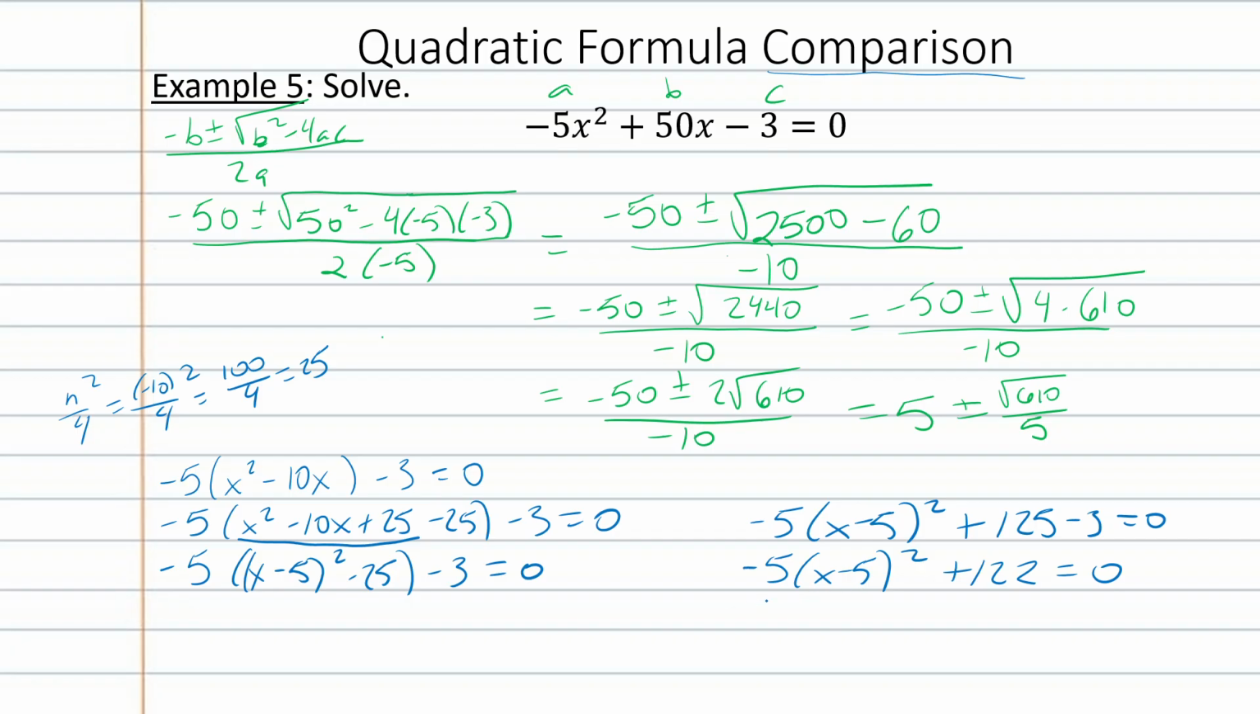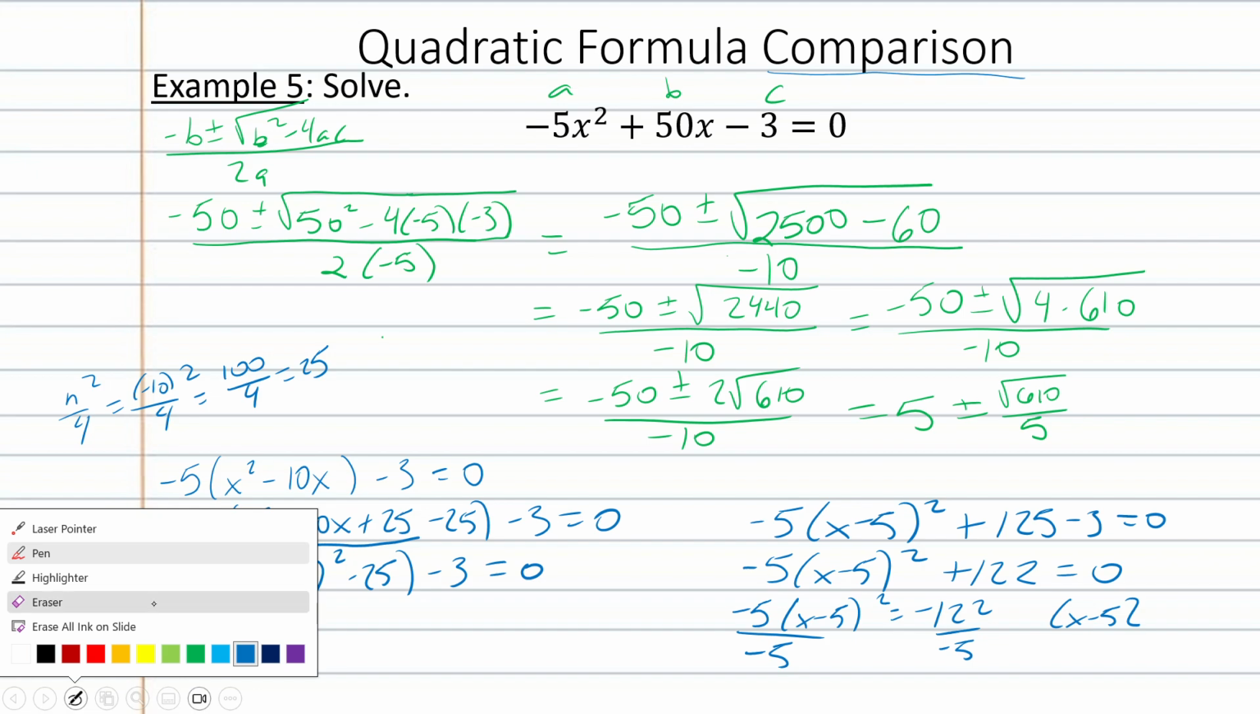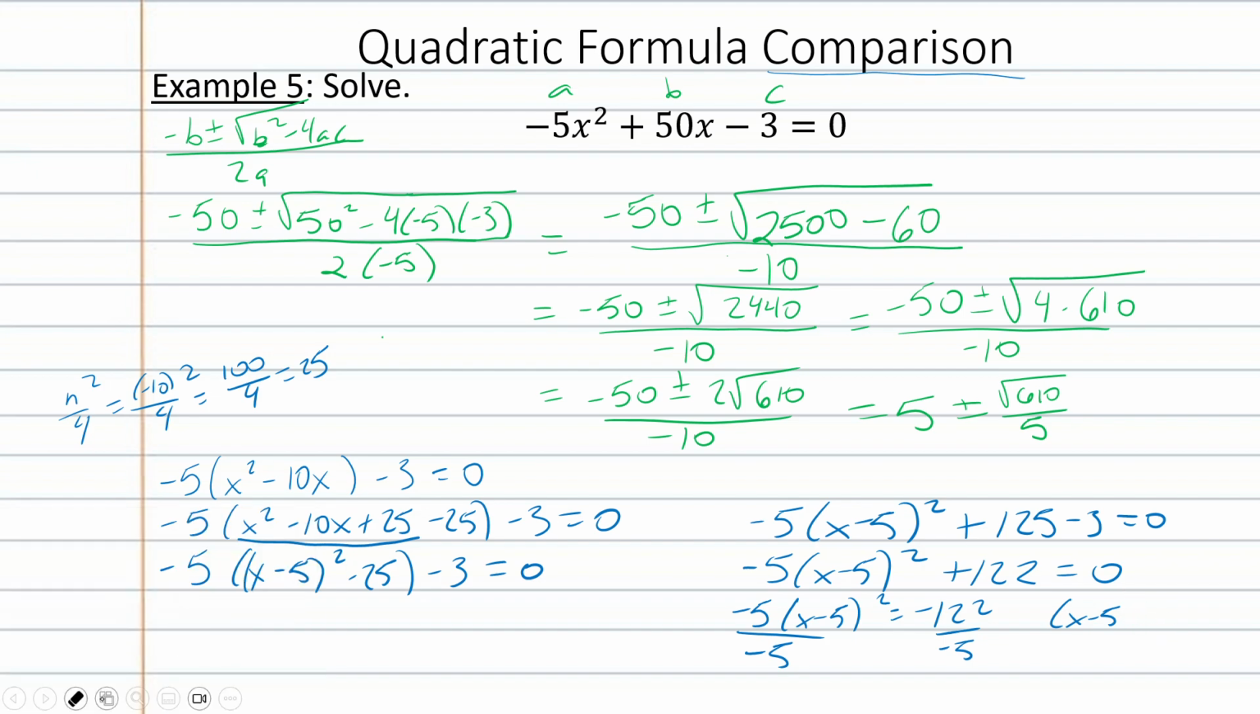Okay. Here's what we're going to do next. We are going to subtract the 122 over, so it gives us negative 5 times x minus 5 squared equals negative 122. I'm going to divide by negative 5 so that I'll be looking at x minus 5 squared equals 122 over 5.